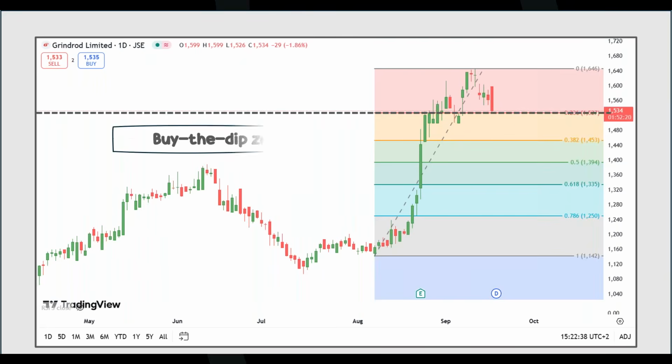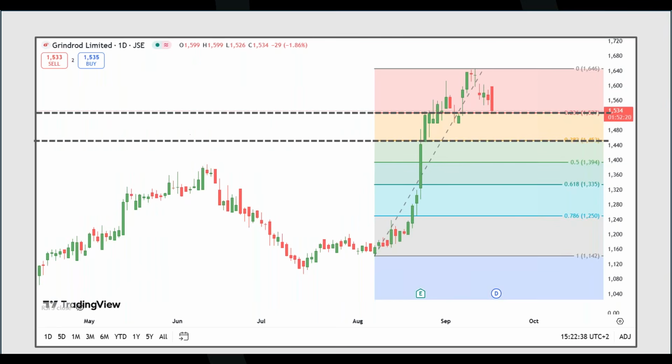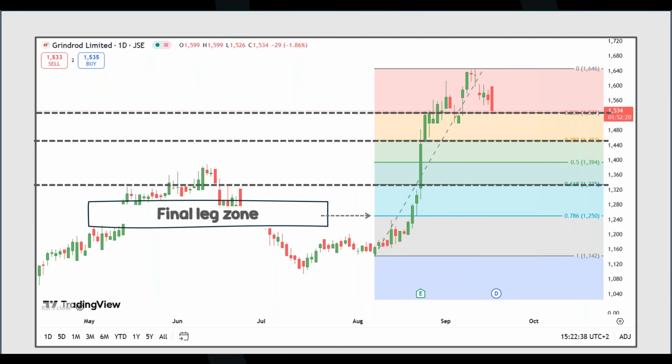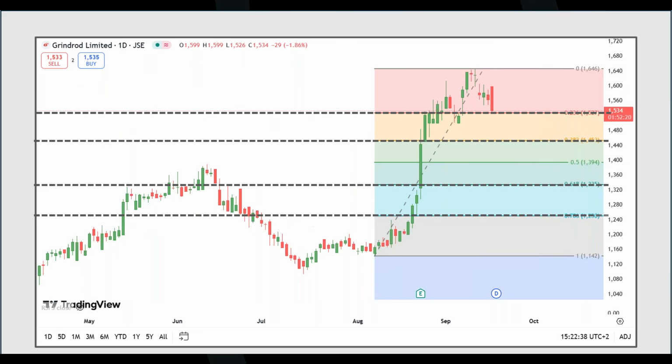Shallow pullback, breached, you get to the buy dip zone. If no one is buying at that point, it means it's going to fall to the next support, to the golden ratio, where it's a key decision. If that's breached, then it could go to the final leg. But from there onwards, it should start going back upwards. It literally does work. But then that's when you buy and so on.